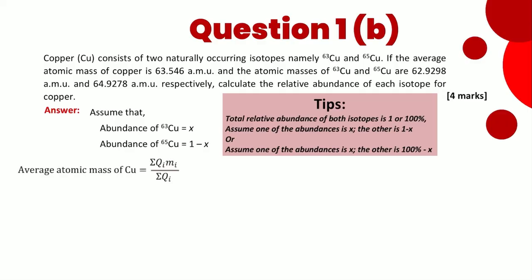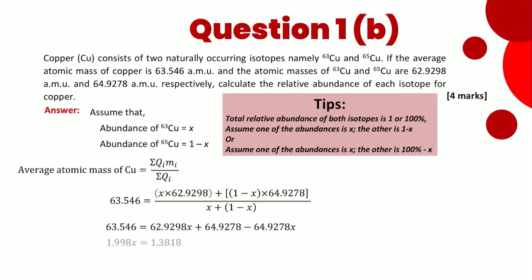So take out the formula of KiMi over Ki. The subject is the average atomic mass of copper. You have the value here, which is this one, 63.546 AMU. And then you put all those assumptions that you have here into the formula. Rearrange to find out the value of X.